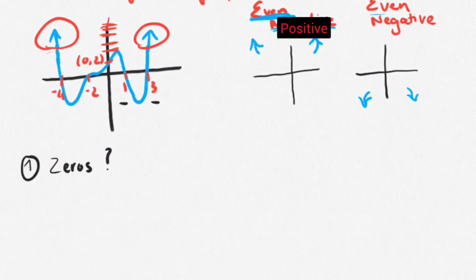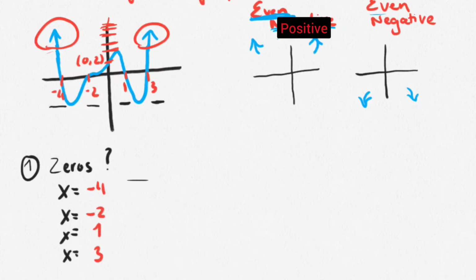First thing to do is you have to list down your zeros. Your zeros is where the graph crosses the x axis. In this case, it's -4, -2, 1, and 3. So I'm going to go ahead and write that out. We have 4 x values. So x equals -4, x equals -2, 1, and 3.